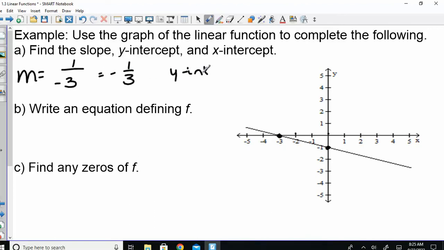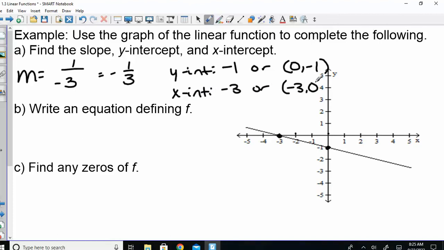The y-intercept, where do we hit the y-axis? -1. If I asked for an ordered pair, what would you put? The x-intercept, where do we hit the x-axis? If I asked for an ordered pair? Do you care if we write it as an ordered pair? Only if I specifically say. So in general, if I don't specify, either is fine.